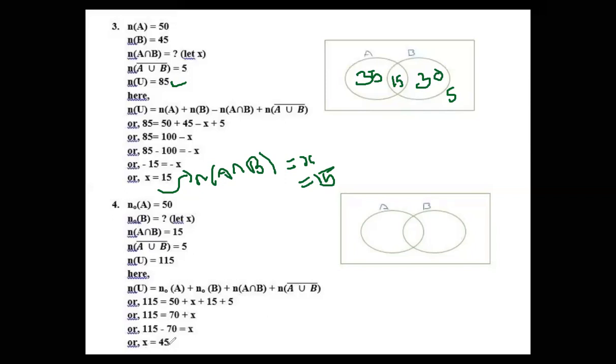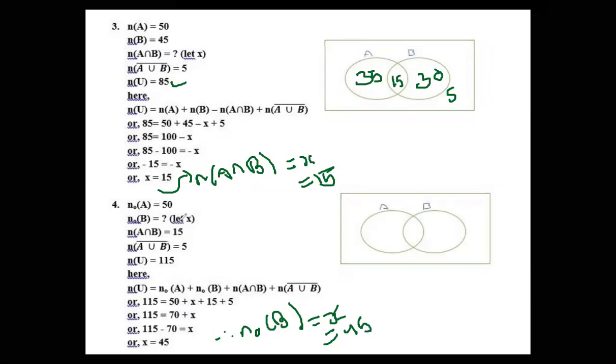So what is the value of X? X is 45. And at last, always write down what is X. Therefore, X means it is only B. So only B equals X. What is the value of X? It is 45. Only B means 45.